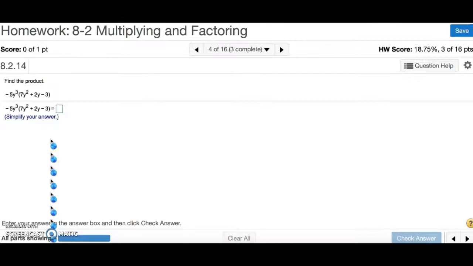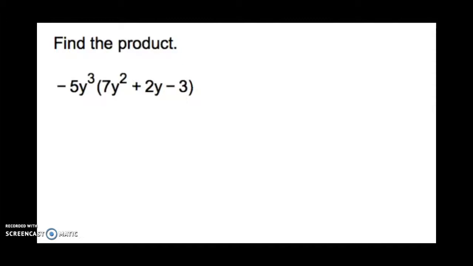Number 4, it says find the product. Let's take a closer look at it. Alright, so again, we're going to have to distribute. So we have negative 5y to the 3rd times 7y squared. Negative 5 times 7 is negative 35. Y to the 3rd times y squared is y to the 5th. Now we distribute the negative 5y to the 3rd to the 2y. Negative 5 times 2 is negative 10. Y to the 3rd times y is y to the 4th. So we have minus 10y to the 4th.